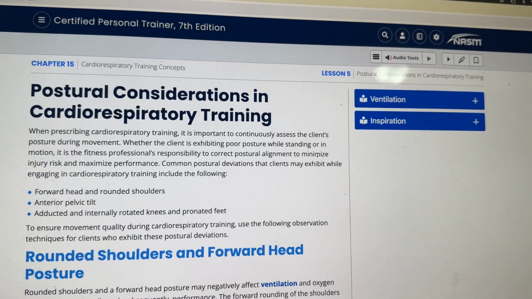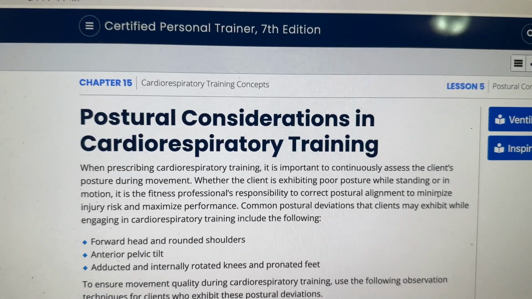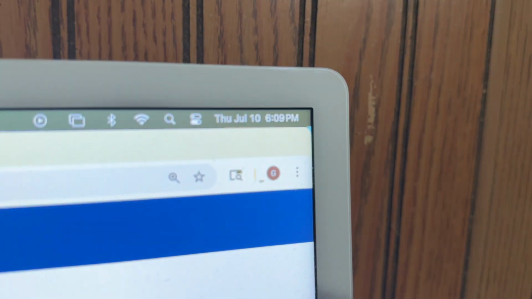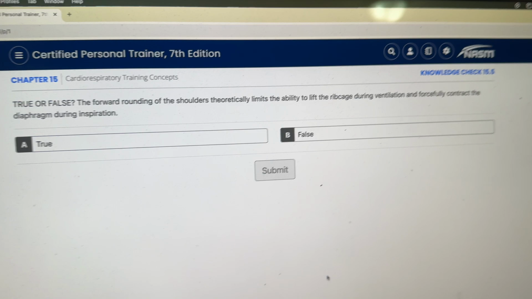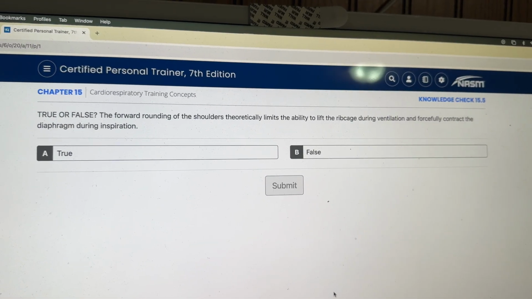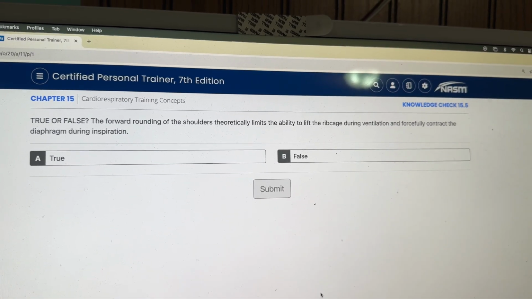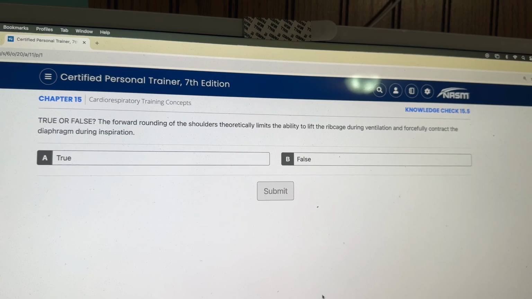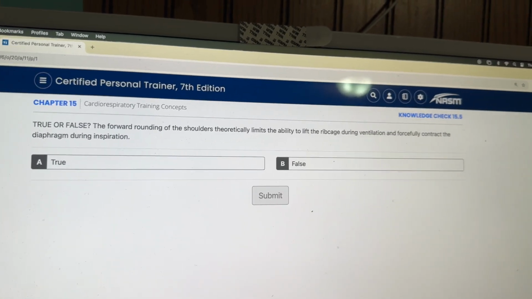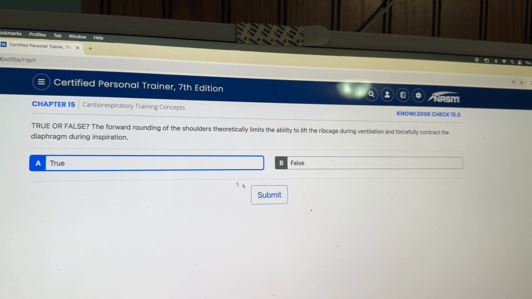Alright, chapter 15, lesson 5, postural considerations in cardiorespiratory training. 6:01, 2 pages, let's go. So I'll see you guys in like 15 minutes, so I'll be back. Alright guys, chapter 15, lesson 5, done. 6:09, only 2 questions, true or false. The forward rounding of the shoulders theoretically limits the ability to lift the ribcage during ventilation and forcefully contract the diaphragm during inspiration. I think that's true.